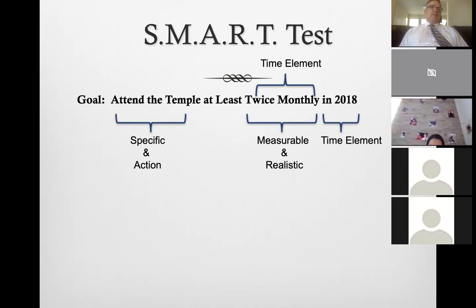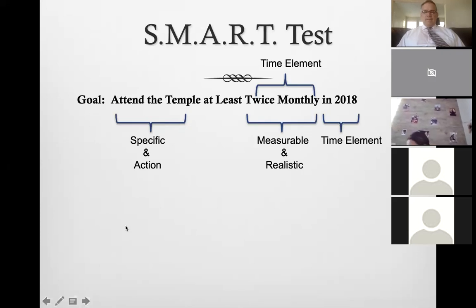Now, if I lived someplace where the nearest temple is a 3-day drive away, attending the temple twice a month wouldn't be realistic. So are there any questions on a SMART goal? So as you look through your goals, every one of your goals should have all of the goal statements, should have all these elements. And I'm going to talk about some bad examples and some good examples here in a minute. Any questions that you guys have on that? It's pretty basic.